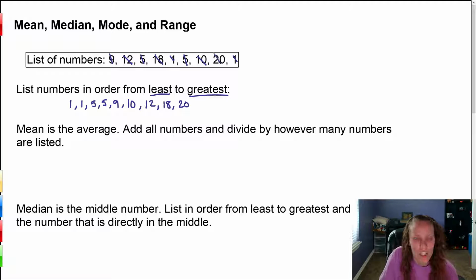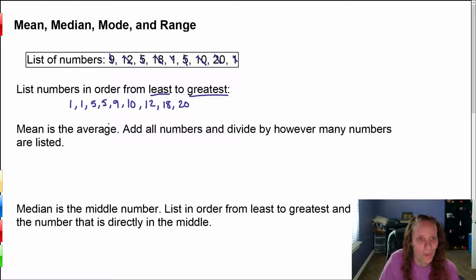A way to double check to make sure that we've written all the numbers down is to count 1, 2, 3, 4, 5, 6, 7, 8, 9. 1, 2, 3, 4, 5, 6, 7, 8, 9. So we've listed 9 numbers from the 9 numbers above.